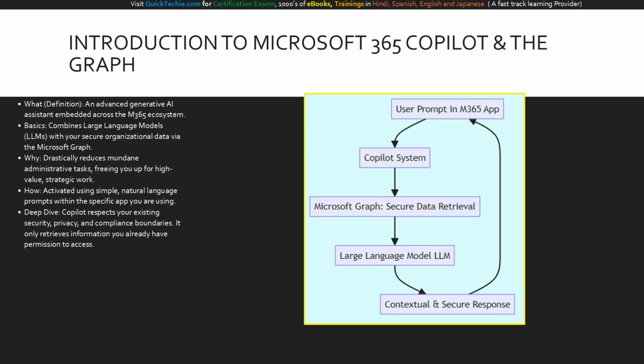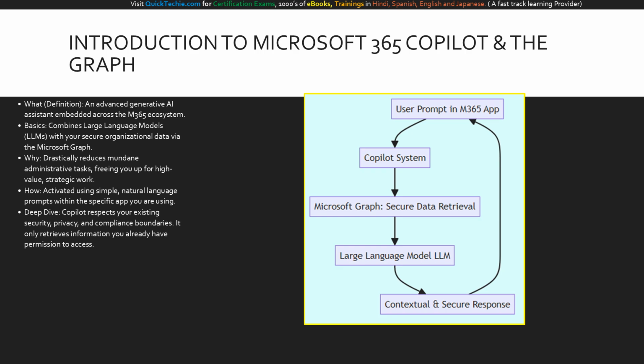Let's kick off by understanding what Microsoft 365 Copilot actually is. It is not just a basic, isolated chatbot. It is a highly advanced generative AI assistant embedded directly into the Microsoft 365 apps you use every single day. The true magic lies in how it combines powerful large language models with the Microsoft Graph. The Graph acts as the connective tissue for your organizational data, your emails, chats, documents, and meetings.